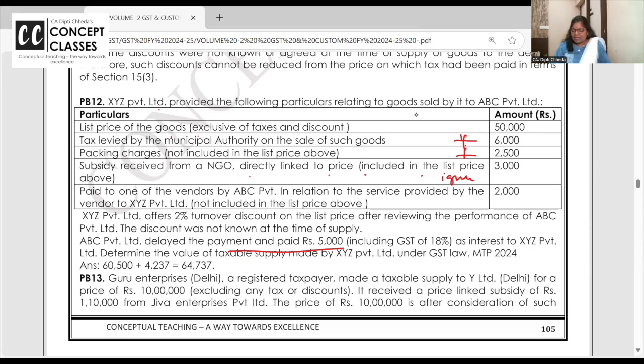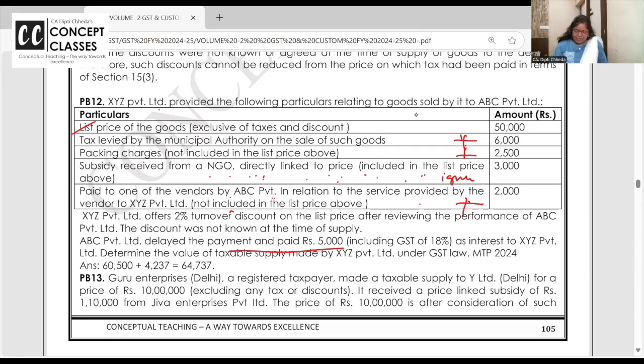Take your time. Very good problems. This is also an actual exam paper. If subsidies are received from an NGO, it's a part of the transaction value. Directly linked and already included in the list price, then don't do anything. Amount paid to one of the vendors by ABC Limited in relation to the service provider, 2,000. We paid a third party, so add back.